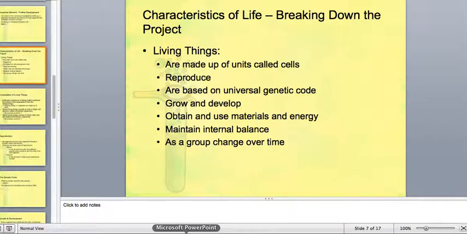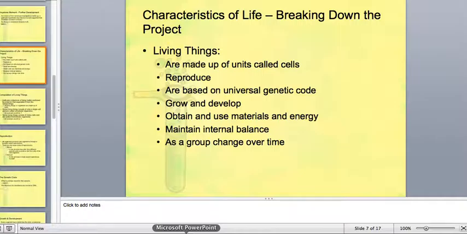The same thing applies to other organisms. If you look at a plant, for example, a plant grows and develops throughout its life cycle. If we're talking about trees, they start as a seedling and grow into very tall, broad structures. Obtaining and using materials and energy is simply what we refer to as metabolism. You have a specific metabolism, and every organism has its own specific metabolism.